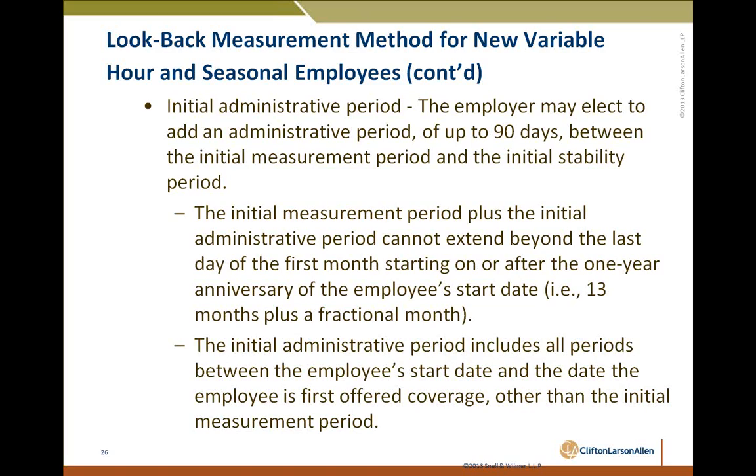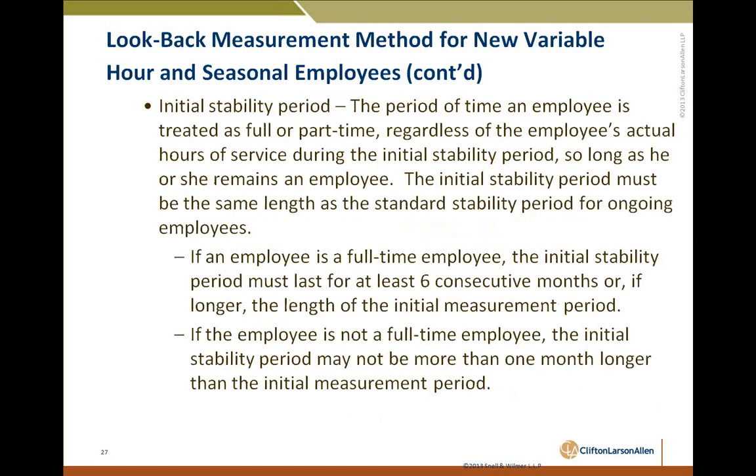You can start them on the measurement period, but then if they're full-time, you have to offer them coverage on the first of the month after their one-year anniversary. You can't offer it later than that. And then the initial stability period would be the time that the employee is treated as either full-time or part-time, depending on the measurement period. So if you determine they're full-time, then you have to cover them for at least 6 months. If they're not full-time, then you basically don't have to cover them at all.